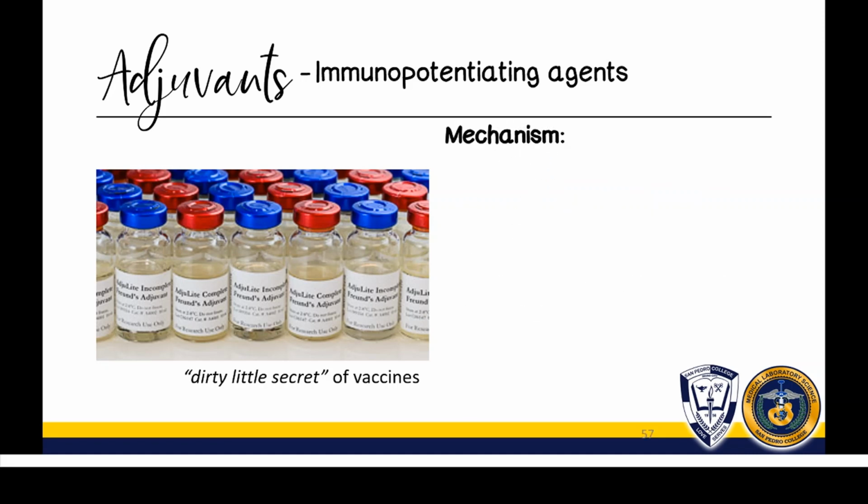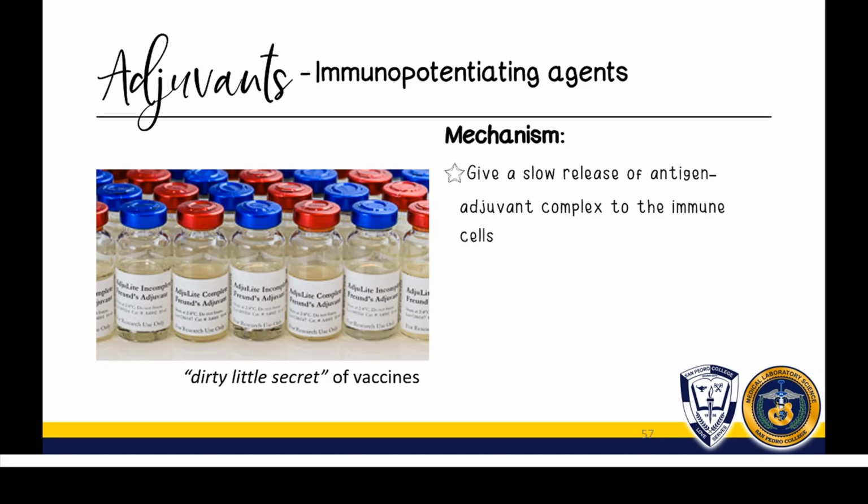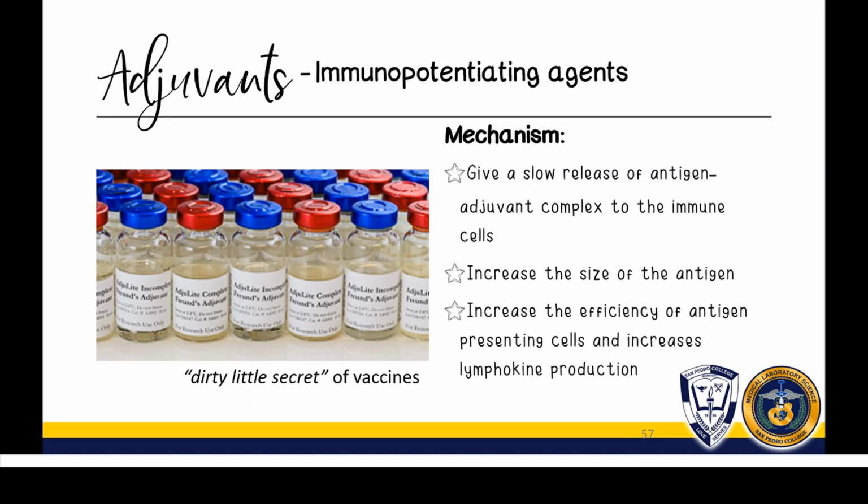Now, what is the mechanism of action of the adjuvants? Adjuvants give a slow release of the antigen-adjuvant complex to the immune cells. So, the antigen is slowly introduced to the immune system. Likewise, adjuvants can also increase the size of the antigen, and so they become a good immunogen. And adjuvants also increase the efficiency of antigen presenting cells and they increase lymphokine production.